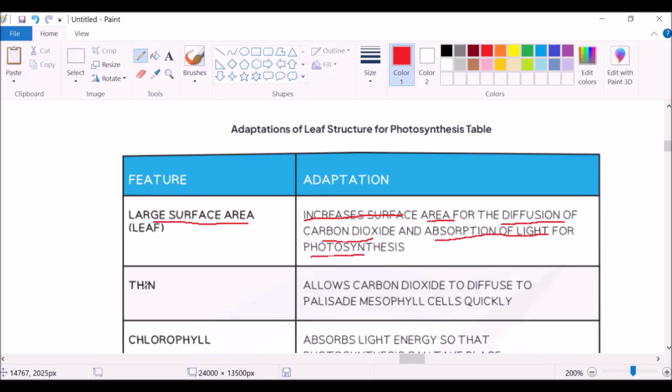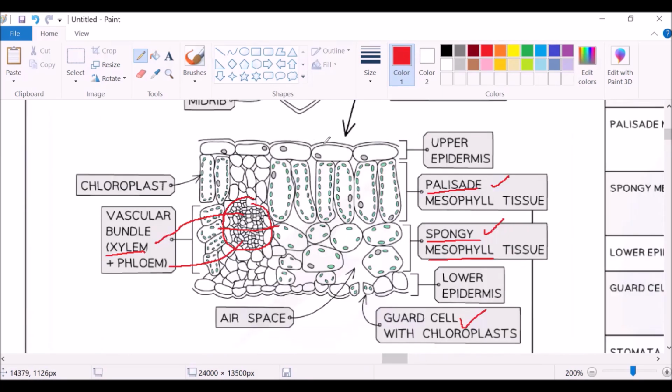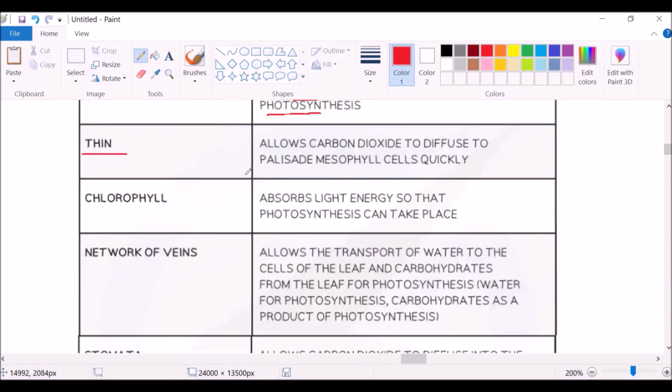The leaf is thin. The distance from the top to the bottom of the leaf is very small. This helps in allowing carbon dioxide to diffuse a short distance to palisade mesophyll cells. The availability of chlorophyll in the leaves helps in absorbing sunlight energy so that photosynthesis can take place.